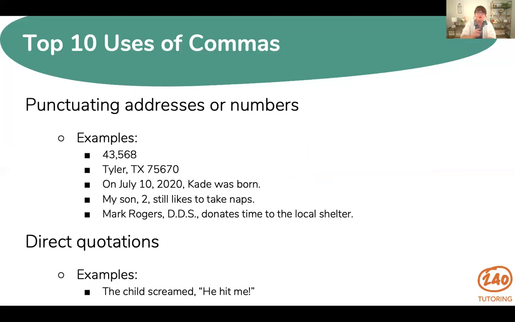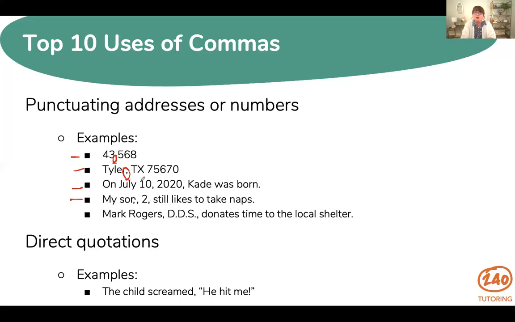Now our last two uses, we can use commas to punctuate addresses or numbers. So in this case, we're using that number to separate 43,568, comma right there between the thousands and hundreds place. We can use it with an address or a location. So Tyler, comma, Texas, we're separating the city and state. We can use it in dates, as you see here. We can use it for ages. So my son, 2, still likes to take naps. So his age is 2, and we separate that with commas.